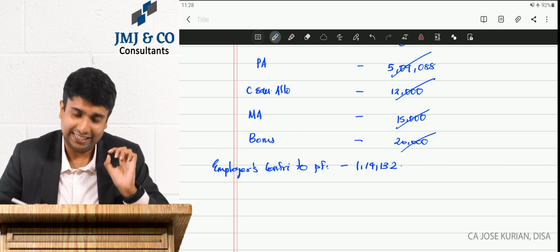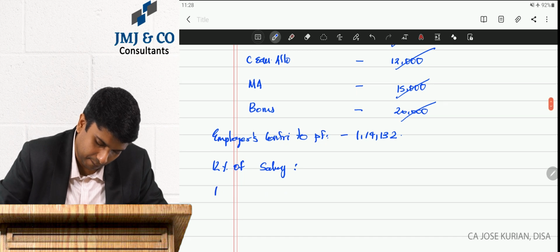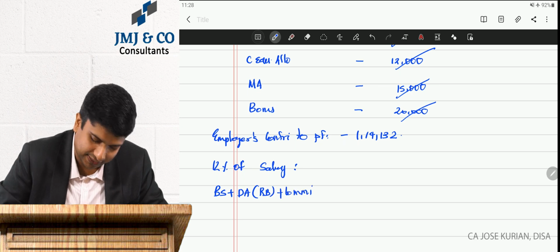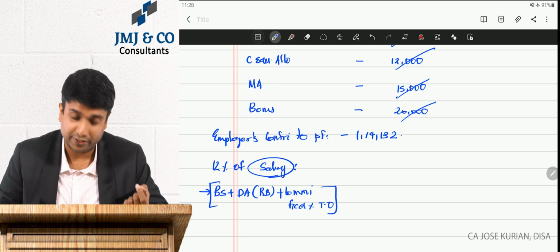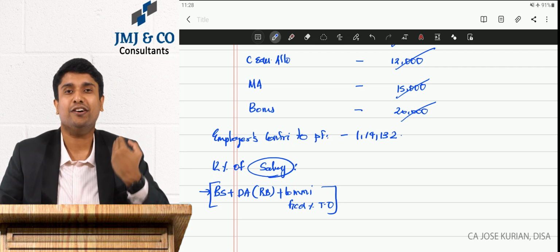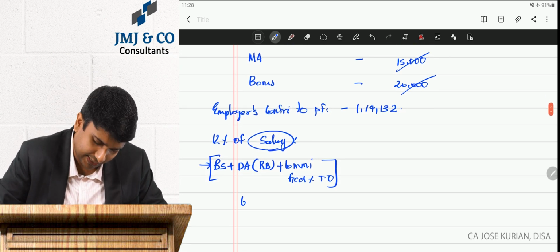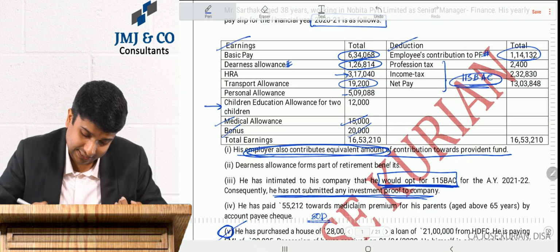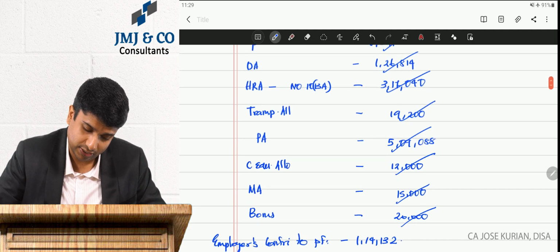What is that exemption? Hope you remember. It is 12% of salary. Salary here means basic salary plus DA if it forms part of retirement benefit, plus commission if it is expressed as a fixed percentage of your turnover. And here all the information is available in the question. Basic salary is given in the question. And what is the basic salary, friends? Here the basic salary is 6,34,068 rupees. And the paragraph specifically says that DA forms part of retirement benefit, so you can consider that entire DA, that is, the DA amount of 1,26,814.